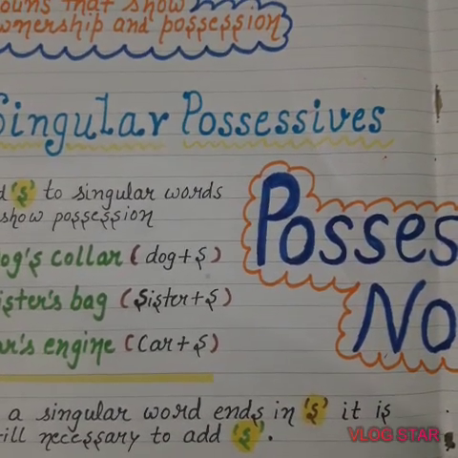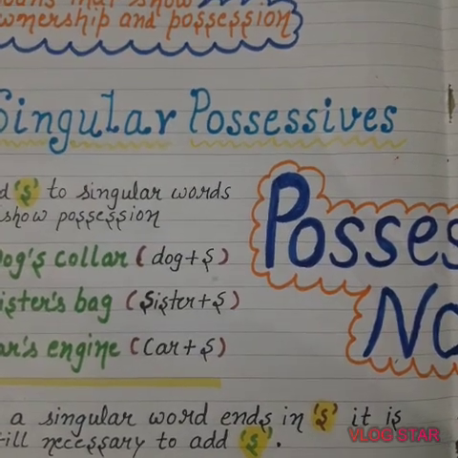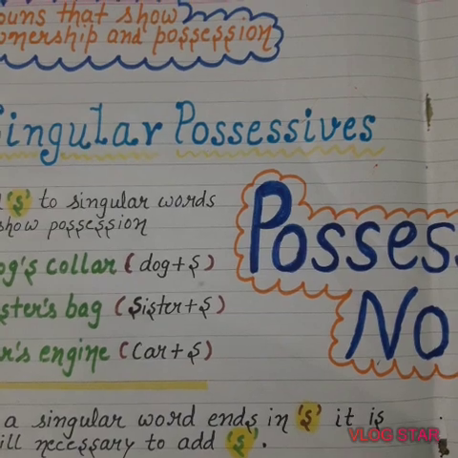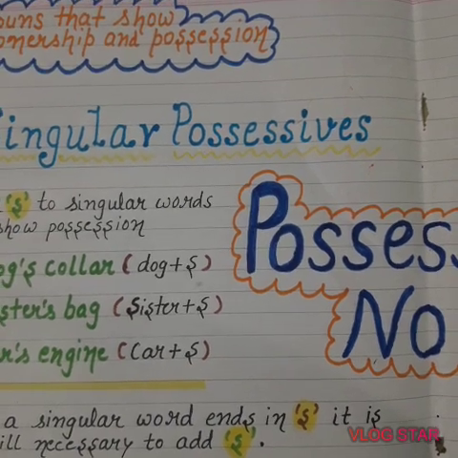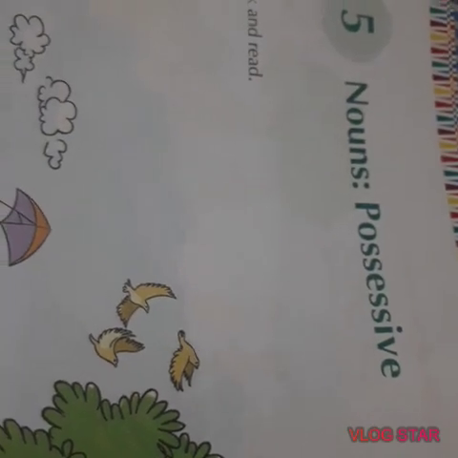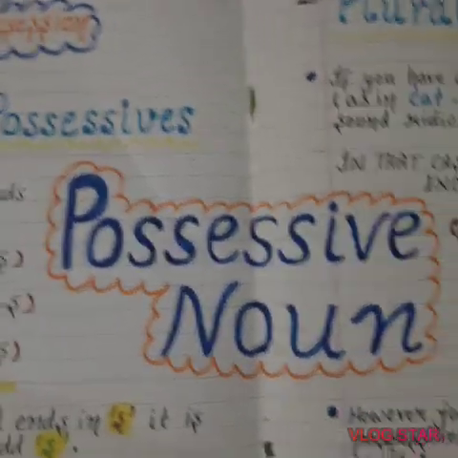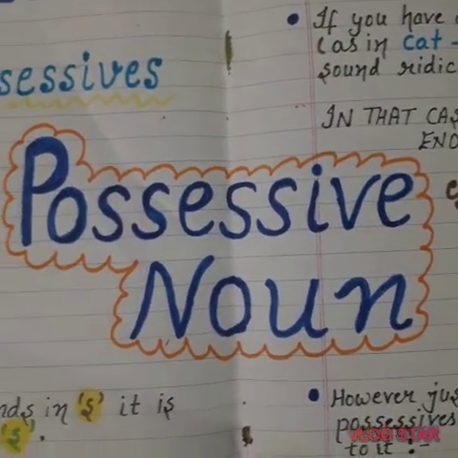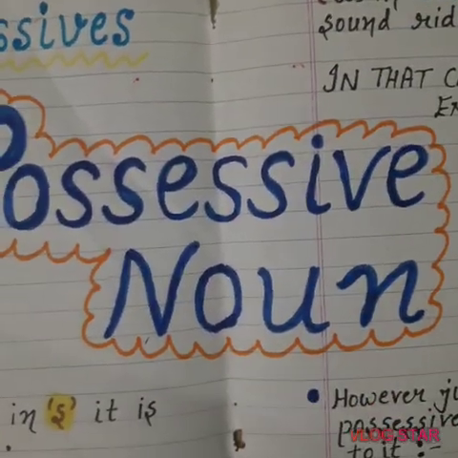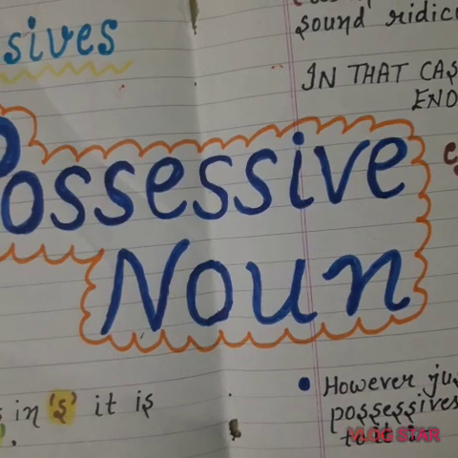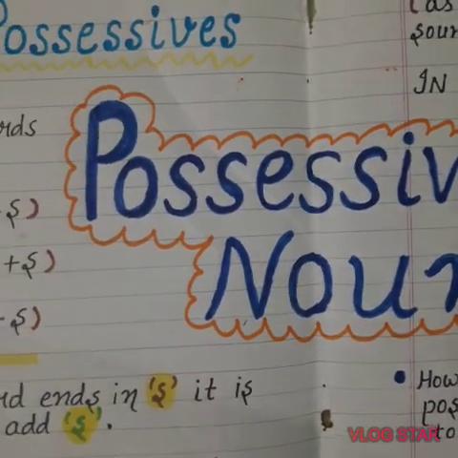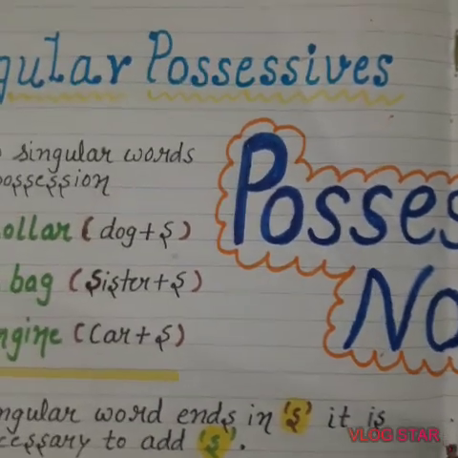What I'm going to teach you today is possessive noun. It is the same module you have in your English grammar book in chapter number 5. Let's have a look at the spelling first. Possessive. Now let's first understand the term.